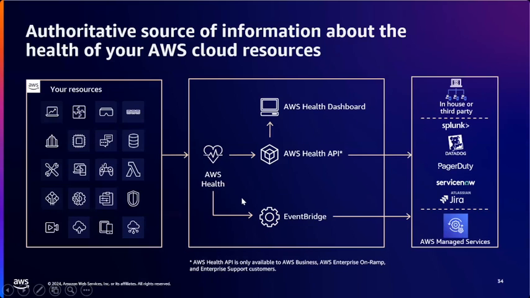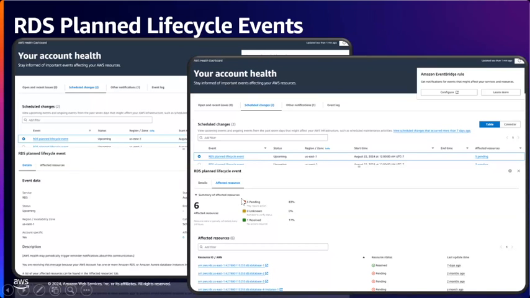Sign into your AWS Health dashboard to view your account and the account information. You can also use EventBridge, and you get emails for these types of events as well. And if you're on premium support, you can also use the AWS Health API. This is an image of my AWS Health dashboard with the RDS lifecycle event active.